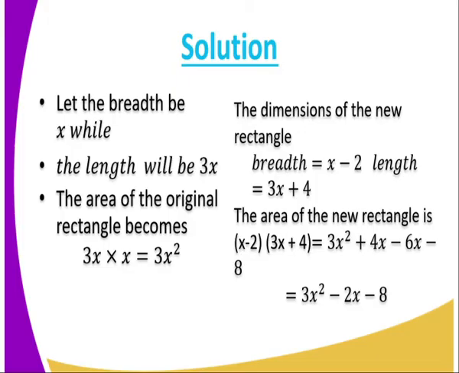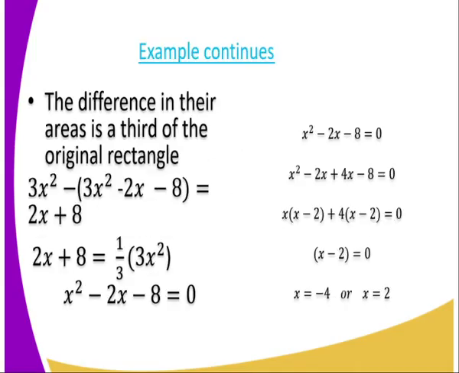So in that case, the new area should be x minus 2 multiplied by 3x plus 4. So we have 3x squared plus 4x minus 6x minus 8 is the new area, which is 3x squared minus 2x minus 8. The difference between the two areas, that is the original area minus the new area. When we subtract, you get 2x plus 8 is the difference, which is supposed to be the decrease from the original area.